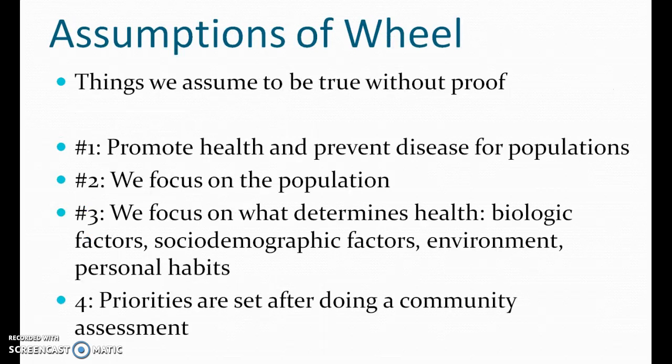So some assumptions about the wheel, and remember, assumptions are the things that we assume to be true. We don't really have any proof about it, but we go along with it. And so I do agree with all of these 10 assumptions that they have about the wheel. Number 1, public health nurses' interventions are to promote health and prevent disease for populations. We are thinking of our client as the population, and we are promoting health and preventing disease in our actions.